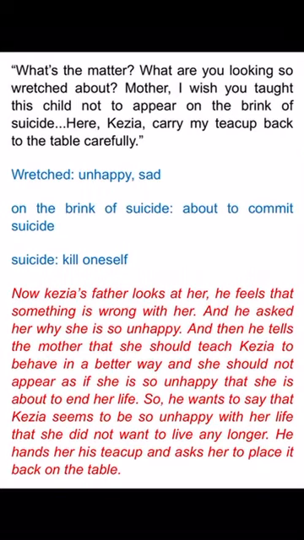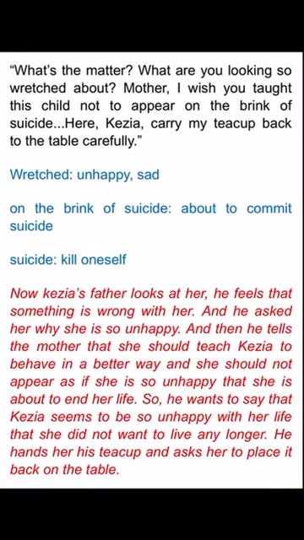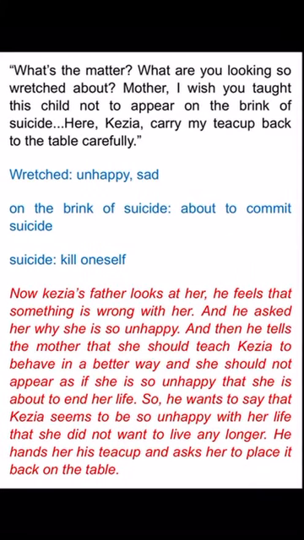What's the matter? What are you looking so wretched about? Mother, I wish you taught this child not to appear on the brink of suicide. Here, Kezia, carry my teacup back to the table carefully. Now, wretched means unhappy or sad. On the brink of suicide means about to commit suicide. Suicide is to kill oneself.